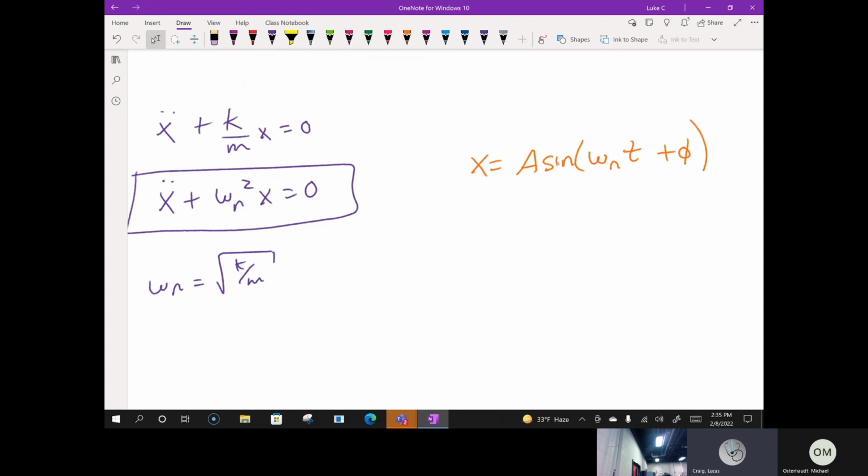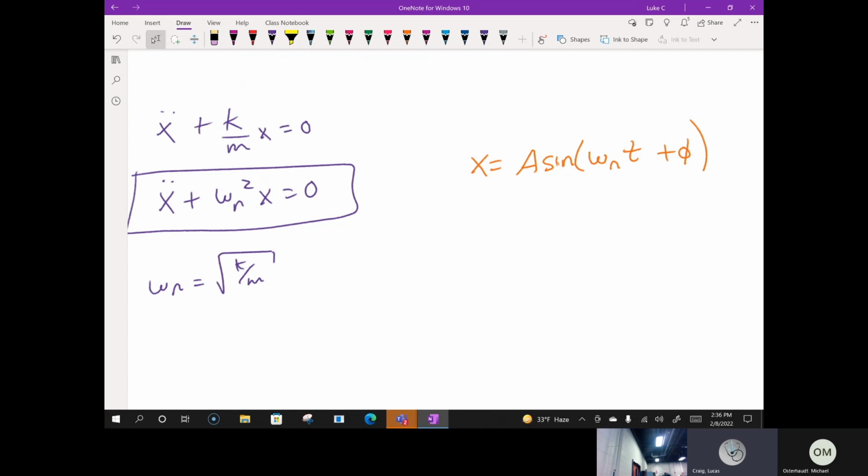Derivative, right? Because this is x double dot. Take the derivative twice, put it in here, plug x in here. What should it equal? 0. I would try that as practice for next class, just to make sure, okay?